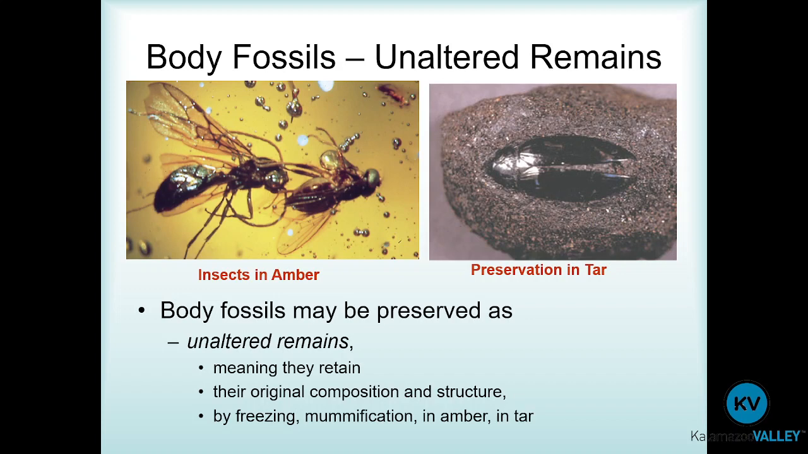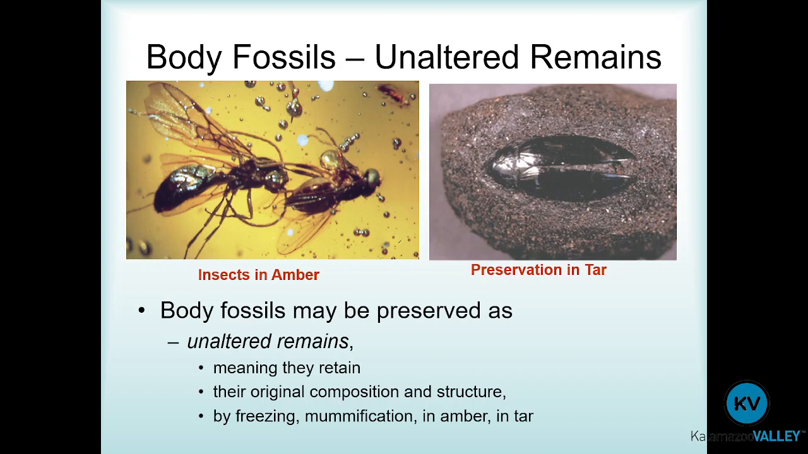You guys have probably seen Jurassic Park. This is what that concept is based on, that they were able to draw blood and get a DNA sample from a mosquito that was preserved as an unaltered body fossil within a piece of amber. This would not work out because DNA in blood, once ingested by an insect, deteriorates relatively quickly and so would not be retrievable.